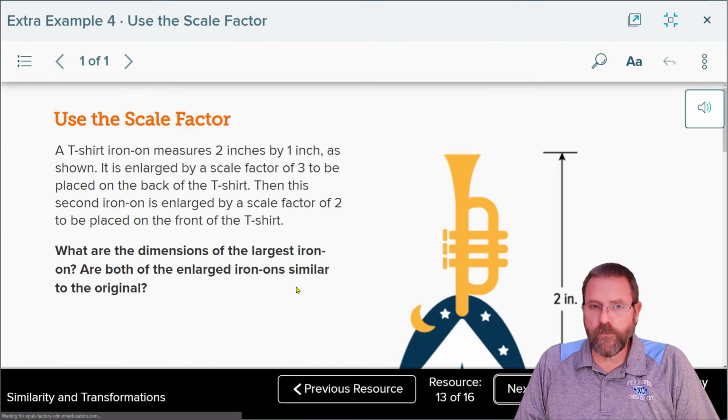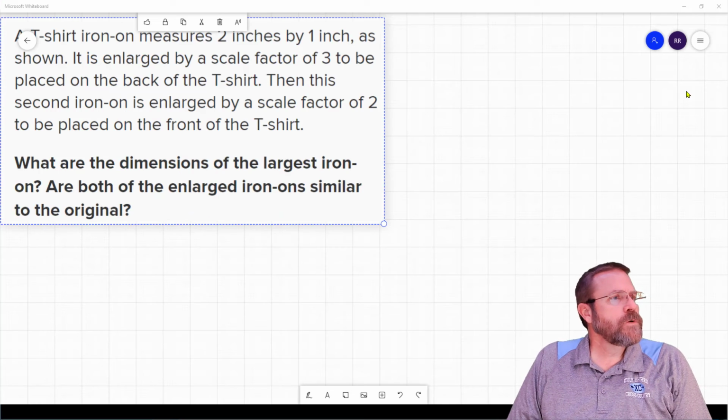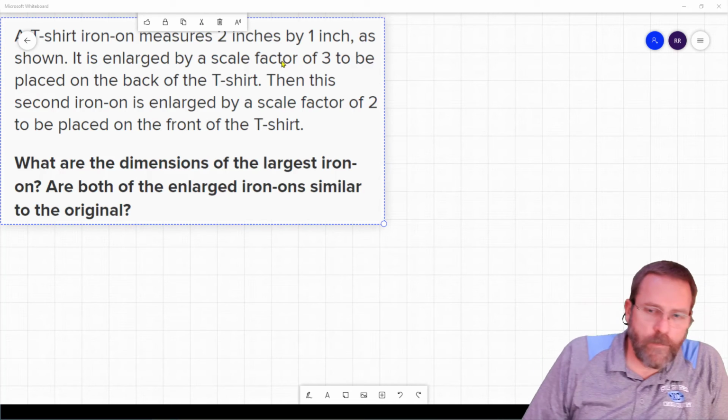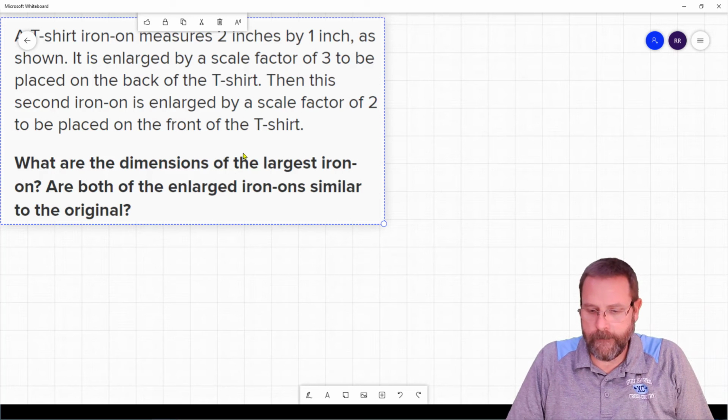Extra example number 4. Go ahead and pause the video and work on this one. A t-shirt iron-on measures 2 inches by 1 inch, as shown. It's enlarged by a scale factor of 3. Let's start taking and marking stuff down here.